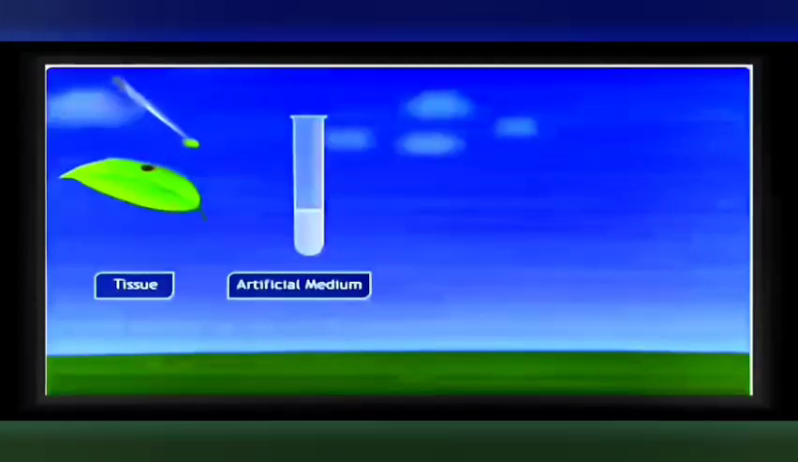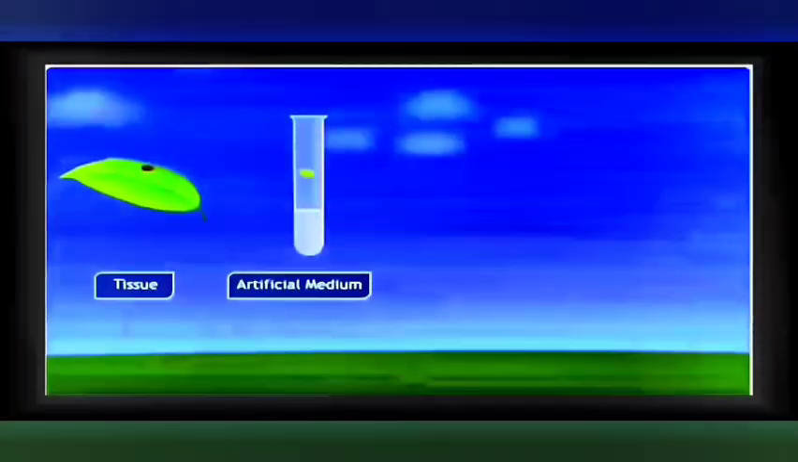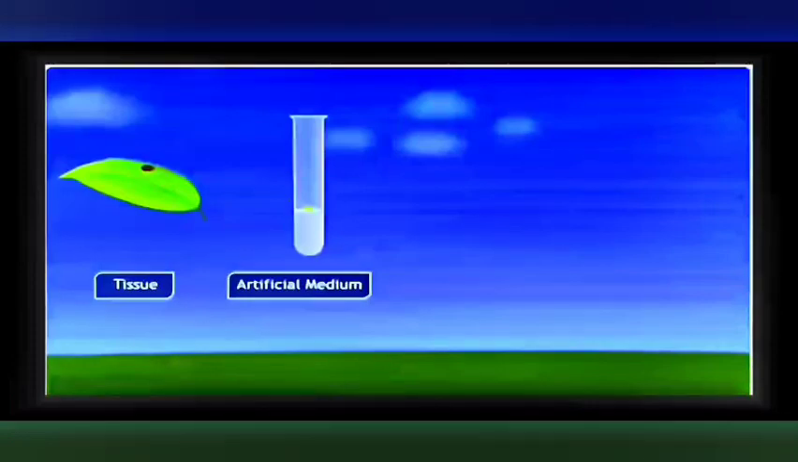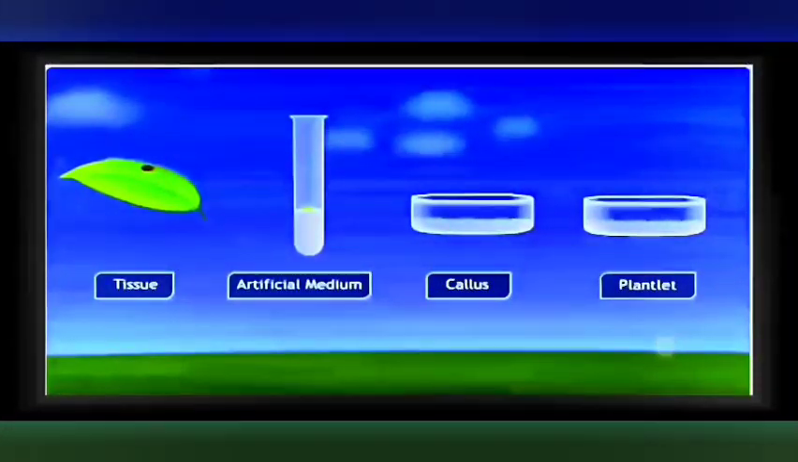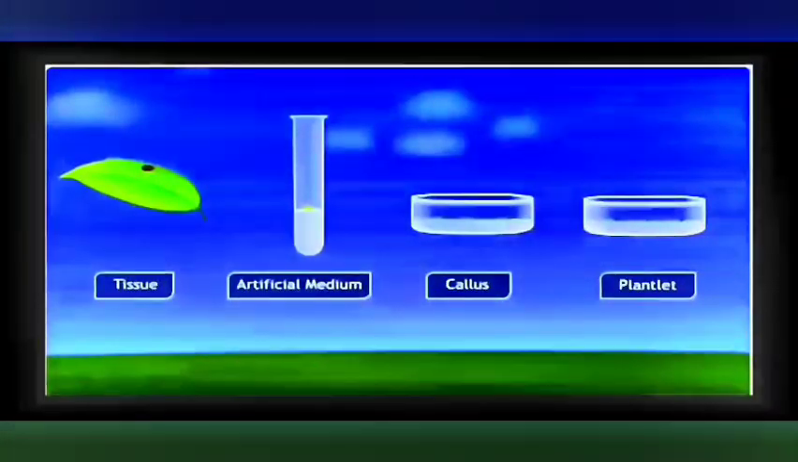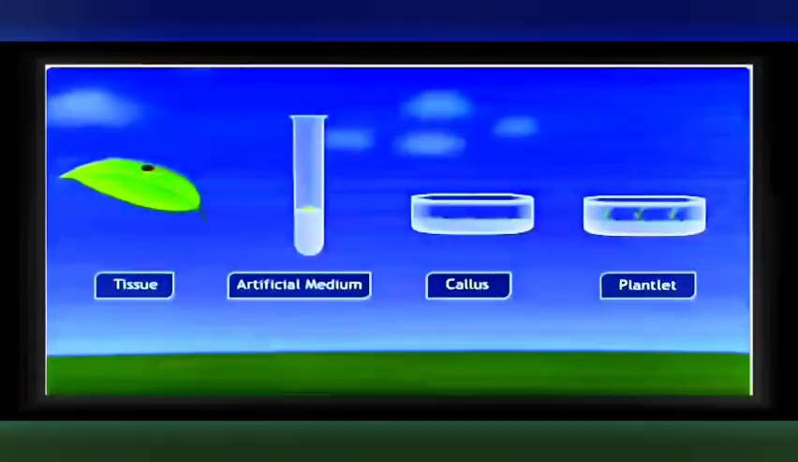Now, the last type of asexual mode of reproduction is a highly advanced and scientific one, that is tissue culture. In tissue culture, we just require a small piece of tissue which can be grown in an artificial medium, in culture media. This part will divide mitotically to produce a lump of cells, an undifferentiated mass of cells called callus. This callus will differentiate and produce a large number of plantlets. So this is a very fast method of growing new plants.